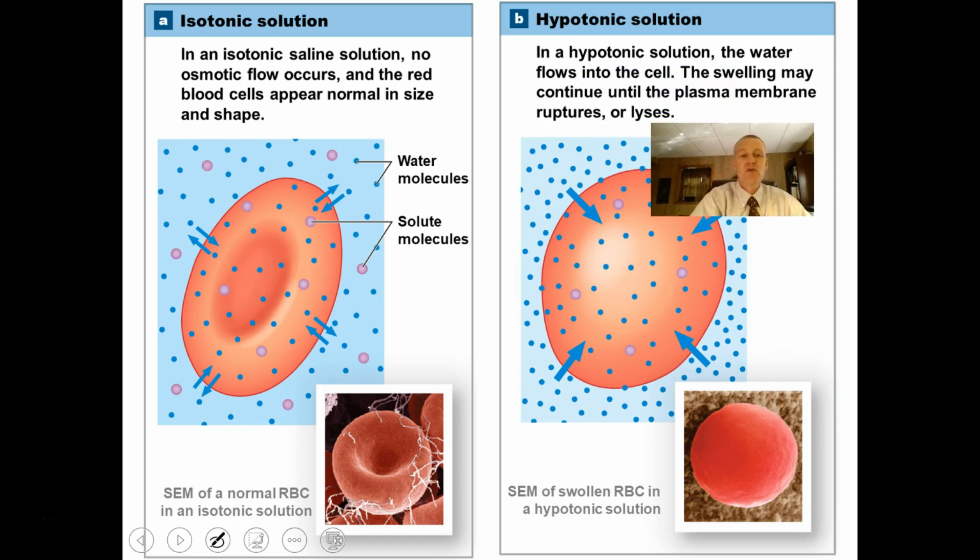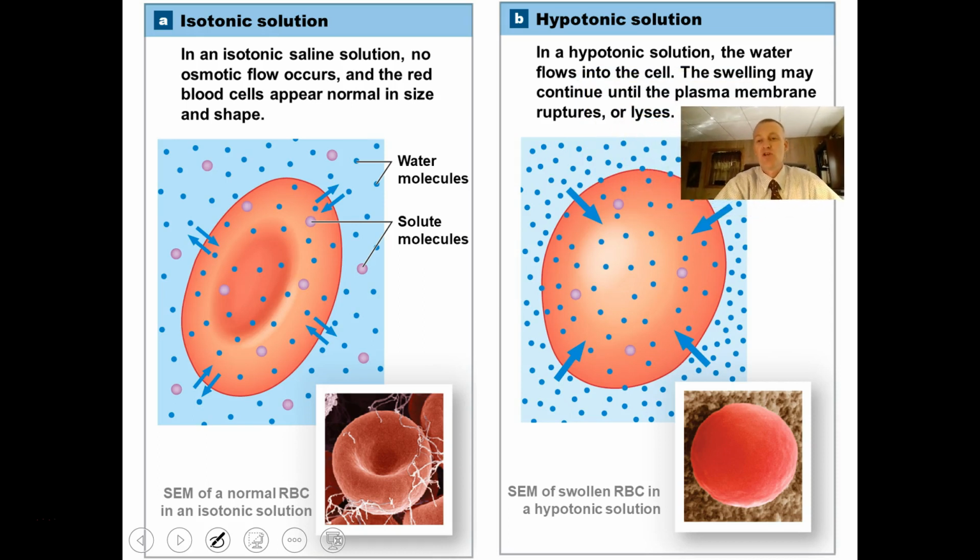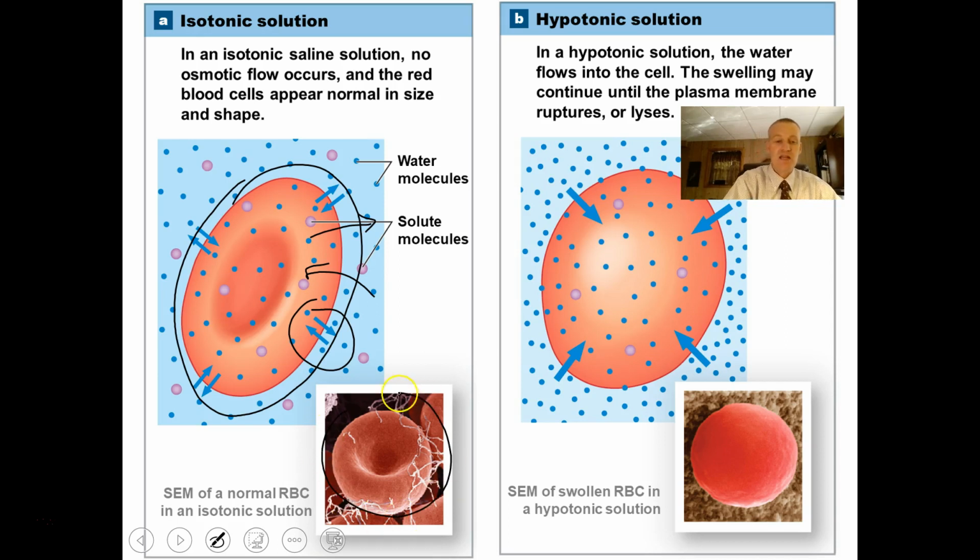So here we have an isotonic solution, and what I'm going to show you is what happens to a red blood cell in different kinds of solutions. So here's your red blood cell, and here's an isotonic solution. If you notice the arrows, water is moving in at the same rate that it's moving out. So you have a cell that maintains the right cell shape. It's a healthy cell, and there's nothing wrong with it.